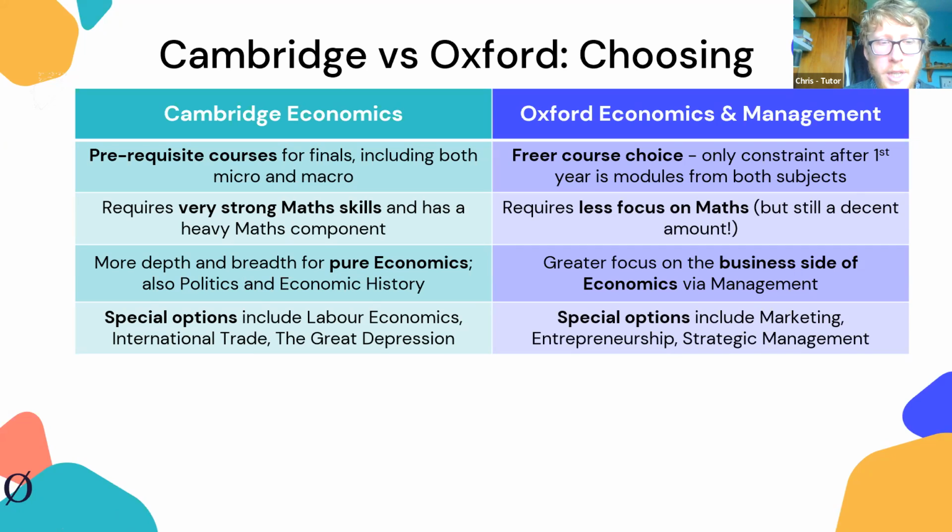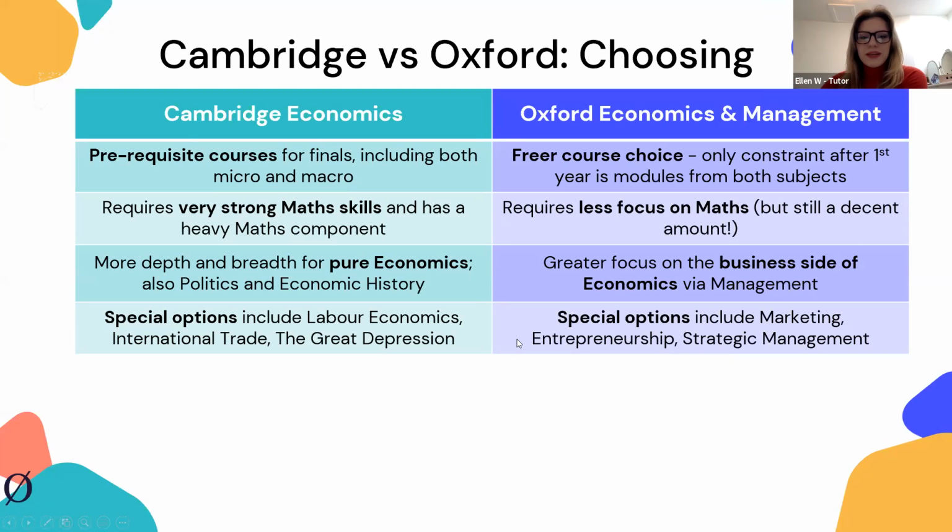And then some particular course options just to give you a flavour of what you could study at each university. At Cambridge, say, labour economics, international trade, the history of the Great Depression. At Oxford, economics and management, some more management-y topics like marketing, entrepreneurship, and strategic management. Okay, great. Rohan or Ellen, is there anything more that you wanted to say on that? Any other points that you wanted to add?